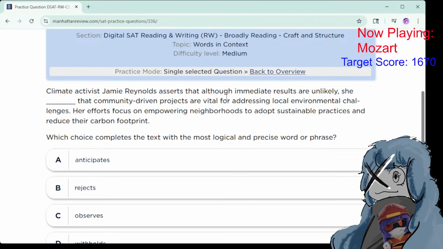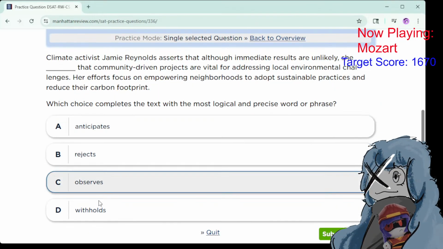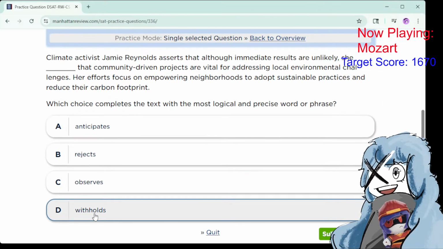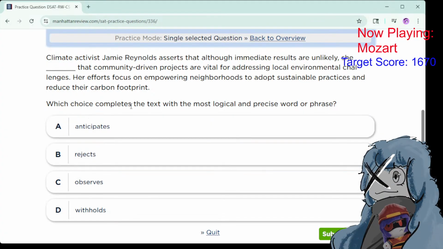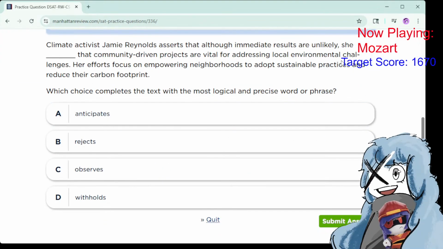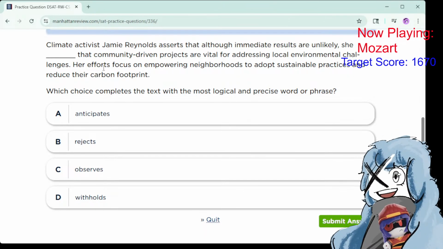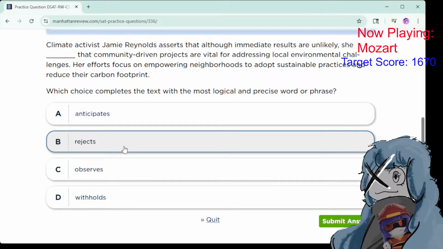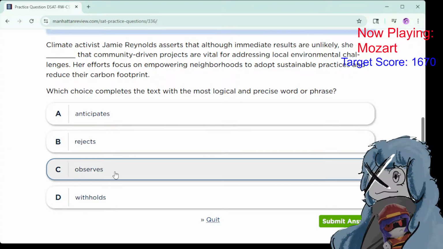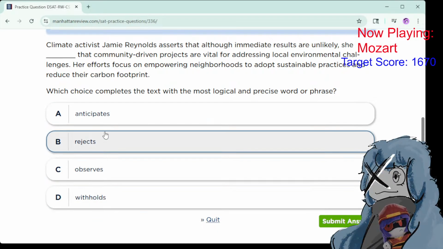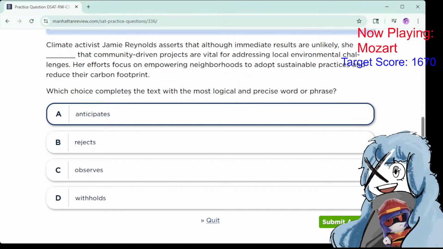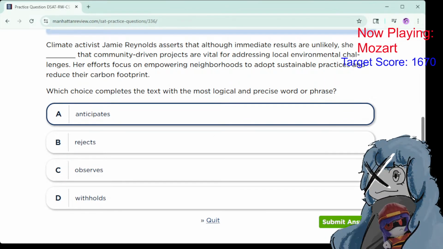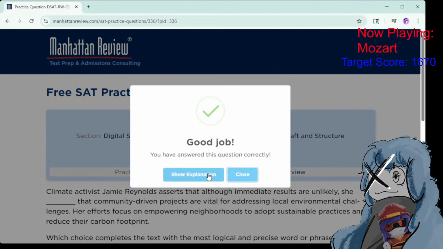The others: she advocates. She doesn't withhold. She observes. I think this one's a bit challenging. She holds on to the fact that she firmly believes this. Anticipates, not really. Rejects, definitely not. She isn't really observing anything. Withholds. The best one, I think, is anticipates. I'm not sure. Good job. Let's go.